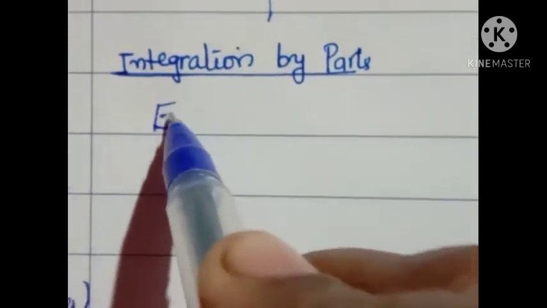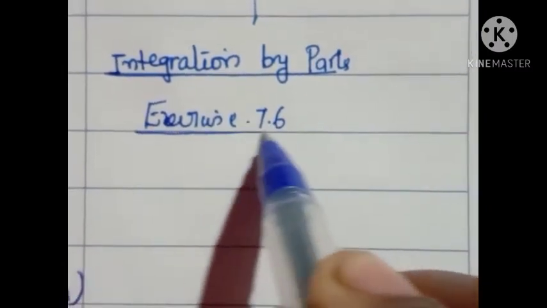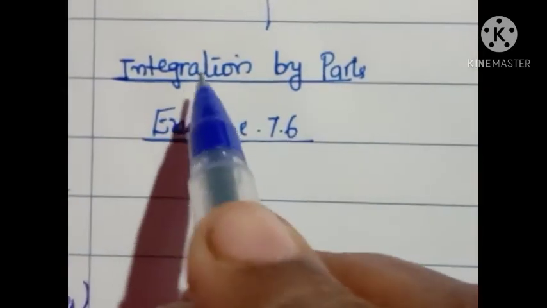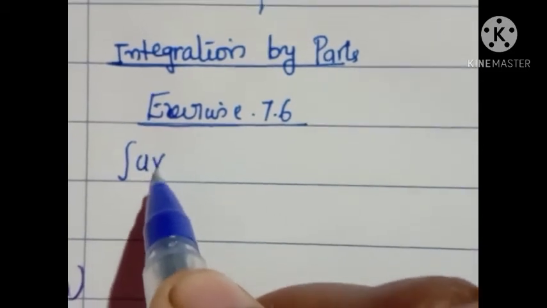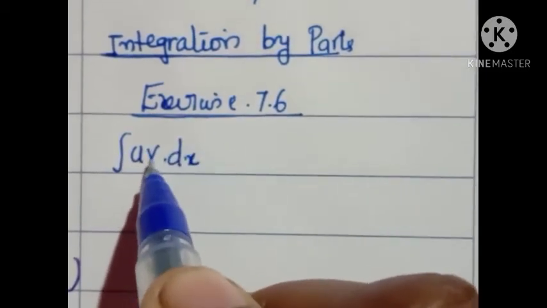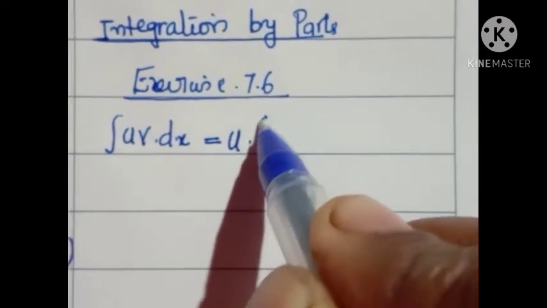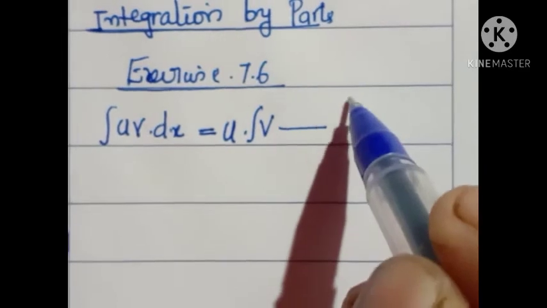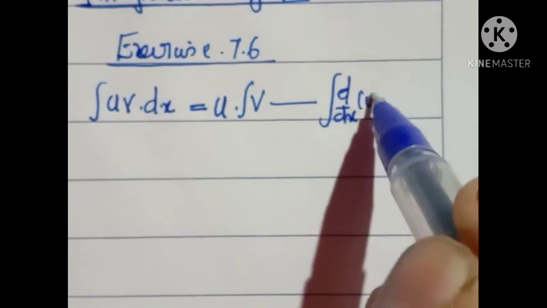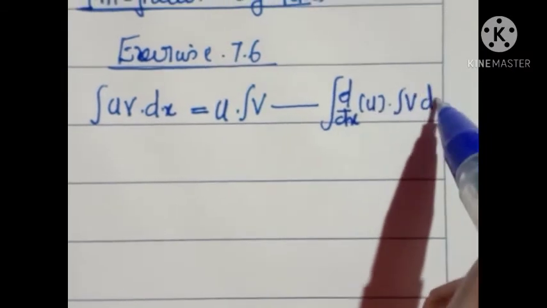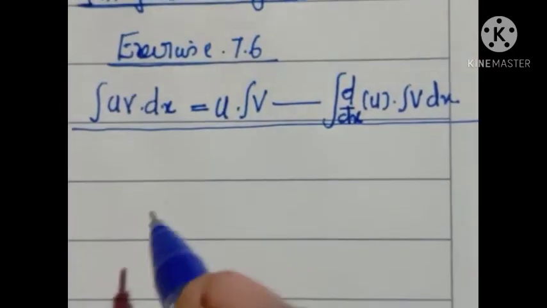Exercise 7.6. Before that, recall integration by parts. What is the formula? Suppose we have two functions and we need to find the integral of the product of the functions uv. It is defined as first into integral of second minus integral of derivative of first into integral of second. Using this, we will see some more questions.